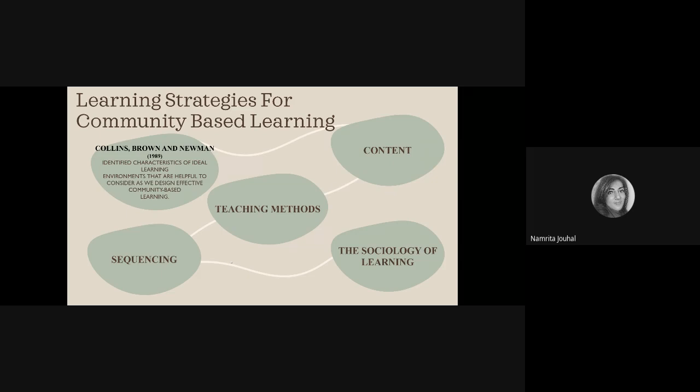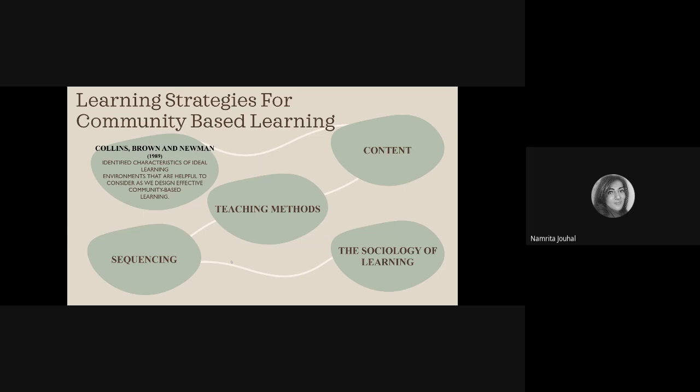Another strategy that Collins, Brown, and Newman felt is that there are certain characteristics for an ideal learning environment. So it should be designed in a way that it is effective. First is the teaching method. What kind of teaching method are you using? Is it really helpful for what they're going to do in their professional aspect? The content should be correct. I hope they are not doing something that is not valid, or content that does not really help them to enhance their skills.